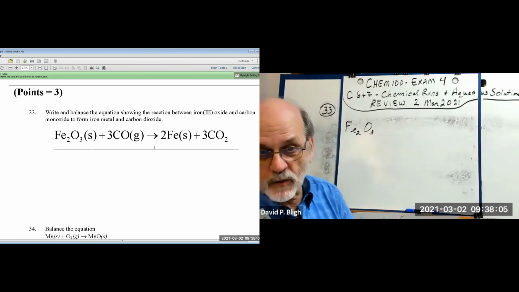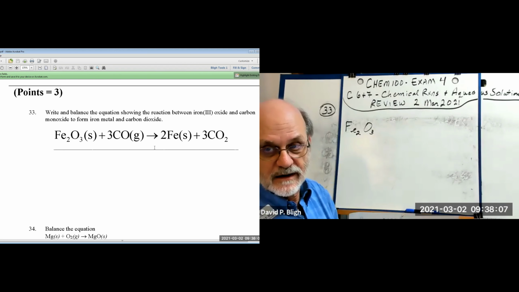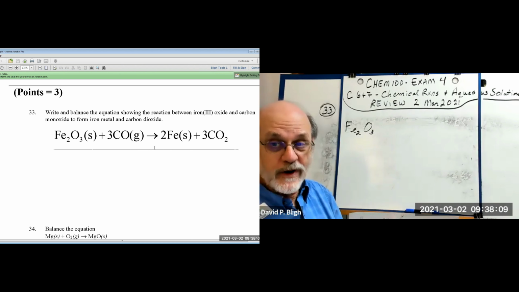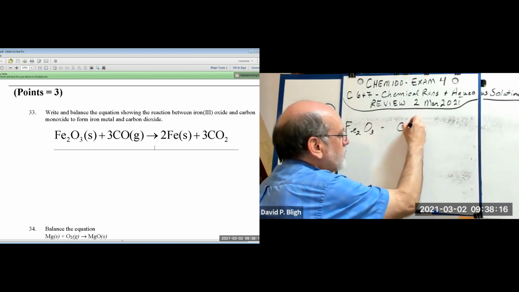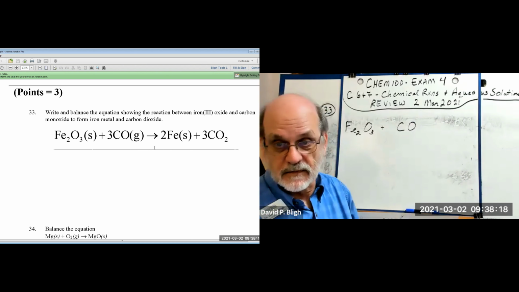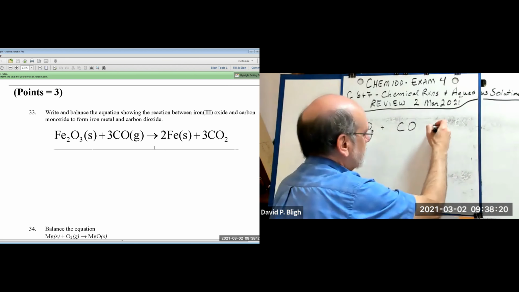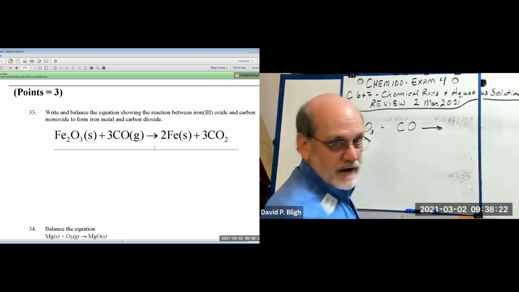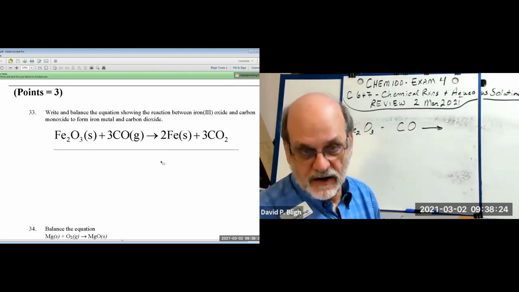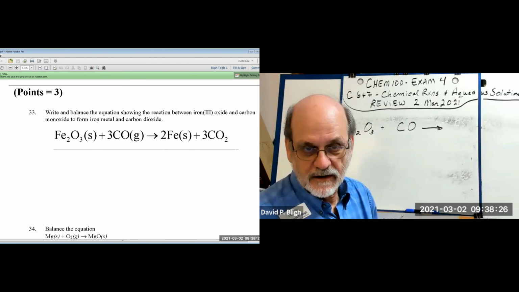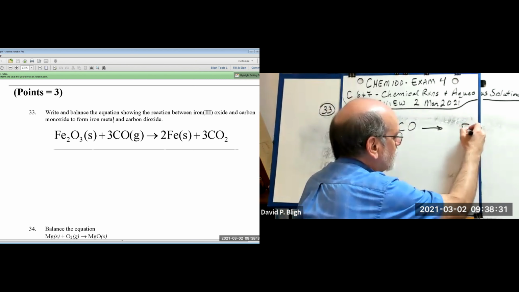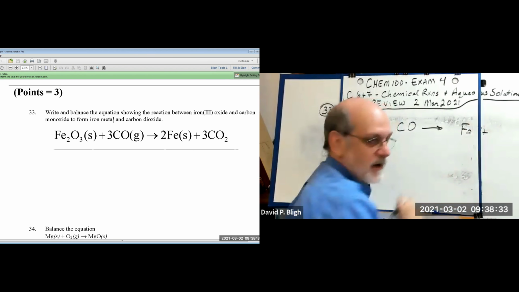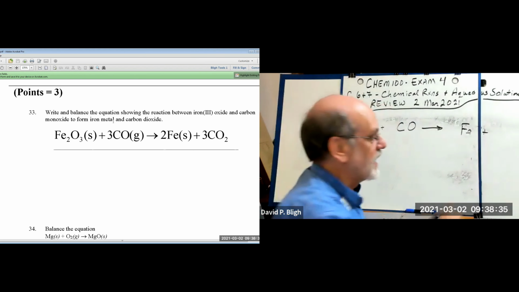Then we're going to react that with carbon monoxide, which is a type 3 compound. You just say how many there are. There's 1 carbon, and mono means 1 oxygen. Okay? So then it also gives us the products, right? You don't have to guess at that. It forms iron metal, which is the element, and carbon dioxide.